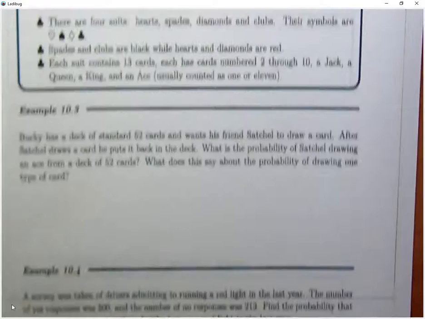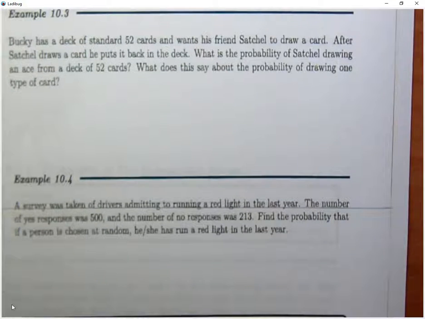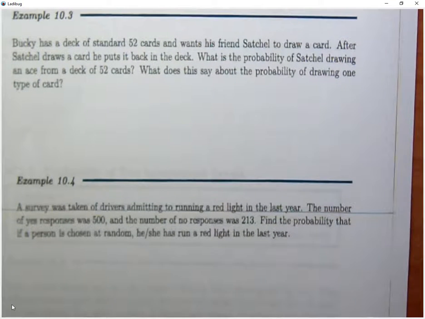So there are 52 cards in a standard deck. Bucky has a deck of cards. He wants his friend Satchel to draw a card. After Satchel draws a card, he puts it back in the deck. What is the probability of Satchel drawing an ace from a deck of 52 cards? What does it say about probability of drawing one type of card?